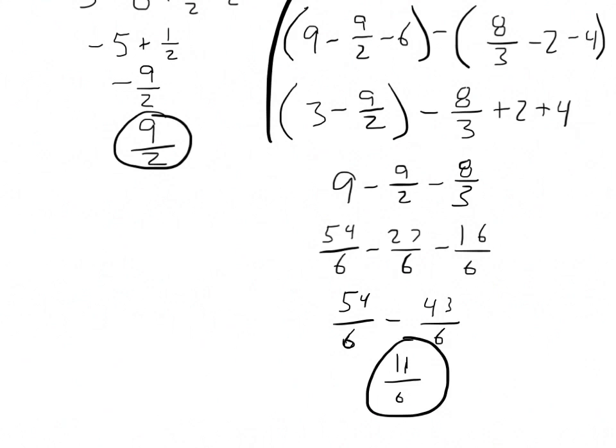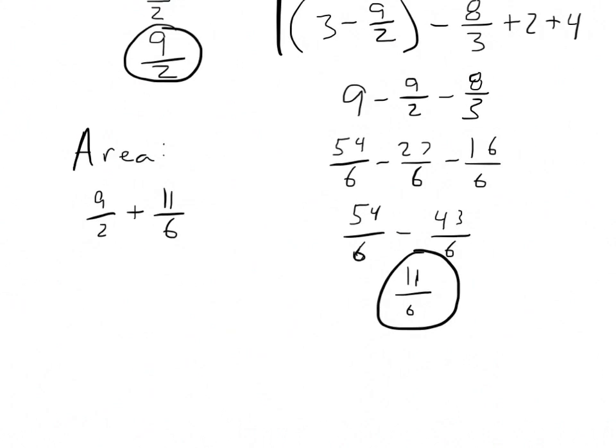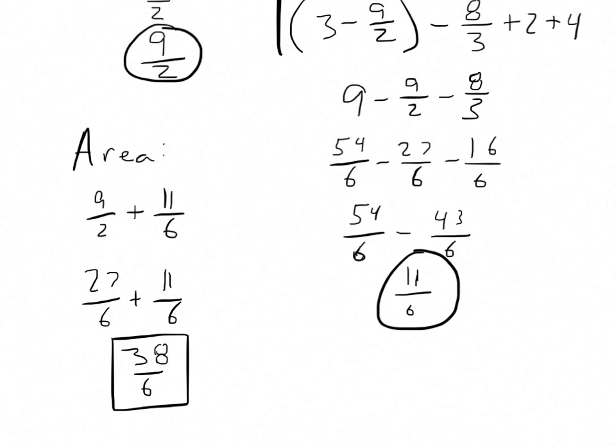So that was for that portion. And so, for the final green area, we've got 9 halves plus 11 sixths. And since we're this far, we might as well finish it out by getting a common denominator. 27 sixths plus 11 sixths gets me 38 sixths. So again, a lot more arithmetic than I was hoping for, but that's our sense of this one.